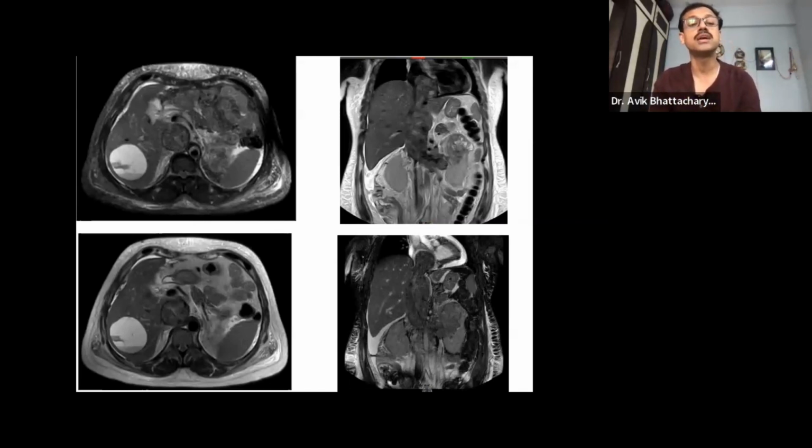We could also see a fluid level inside. Hypointense black and white, there is a layering, and this is the dependent debris. Again, this feature is suggesting hepatic hydatid disease.